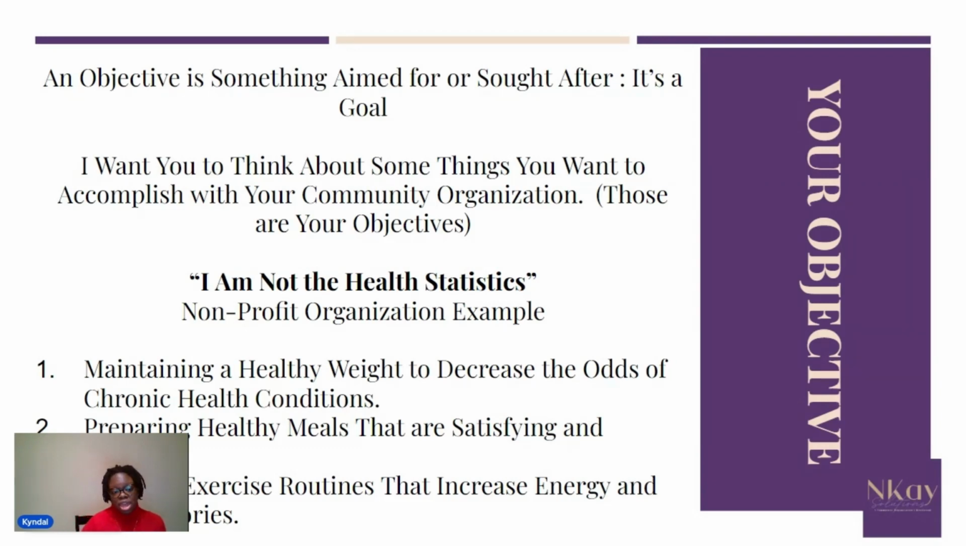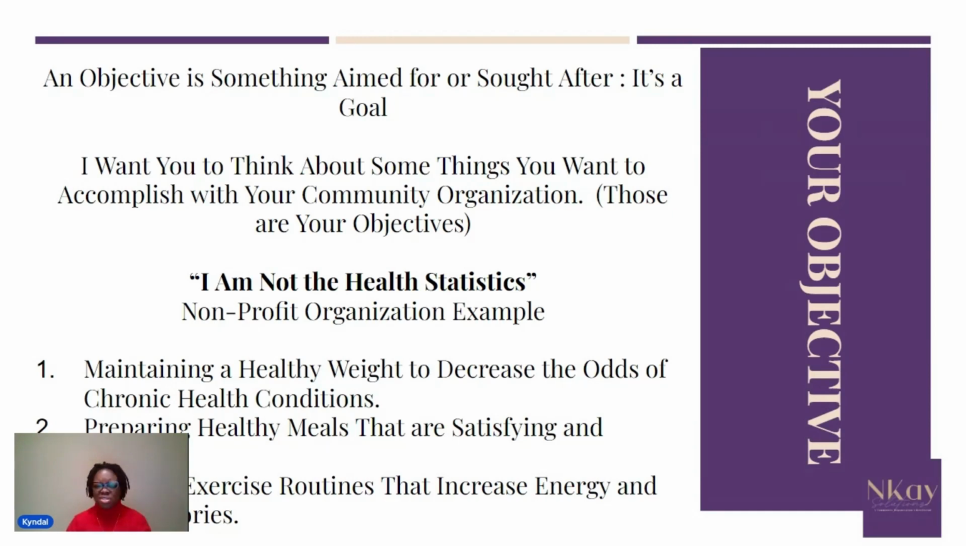So in order for them to do that, they have three objectives. One, they want to help their participants maintain a healthy weight so they can decrease their odds of being in any of those chronic health conditions. Number two, they want to show them how to prepare healthy meals that are not only filling, but also satisfying so that they will continue to stick to that meal plan. And last but not least, setting realistic exercise routines that help increase energy and burn calories. These are three objectives that I Am Not the Health Statistics have.